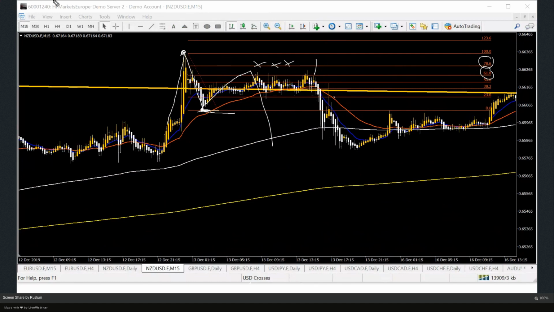So all we're doing is finding areas on the chart where we would want to trade and then qualify what happens inside that zone, inside that area.